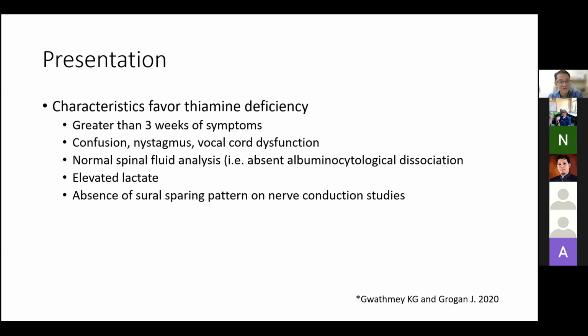So the presentation that favors thiamine deficiency compared to Guillain-Barré syndrome is if the symptoms are present for greater than 3 weeks, and they develop confusion, nystagmus, and vocal cord dysfunction. They have a normal CSF on lumbar puncture, elevated lactate, or when you do an NCS, there is a pattern of sural sparing, which is absent. So these are the features that favor thiamine deficiency.